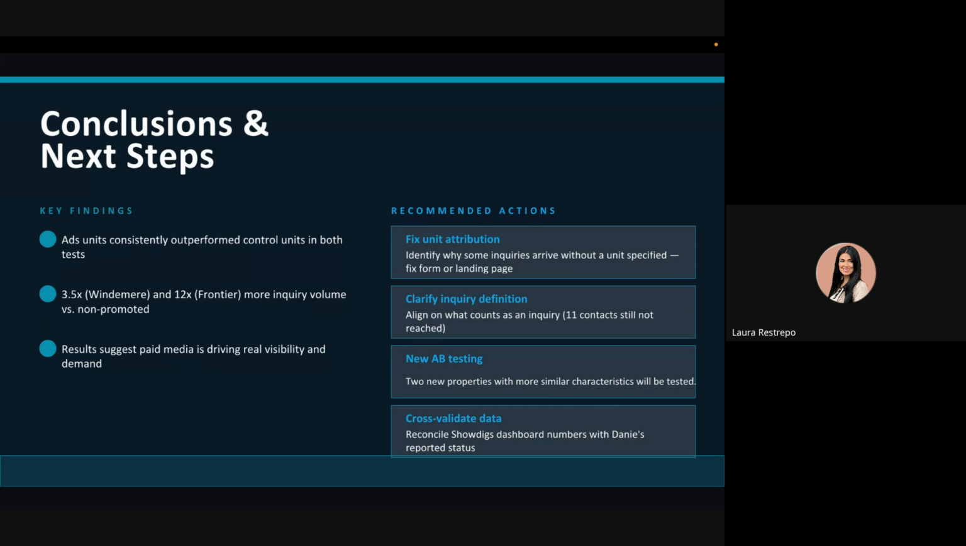The second one is why we didn't reach the inquirers. Basically, we have a big percentage of those inquirers that we probably never contacted, so we don't know what happened with them. This is something important to double check. Also validate with Dani, because we compared the data with Dani, and if she's getting the information through Shodix, it's a little bit different by a percent. So just double check with her how the tracking works.